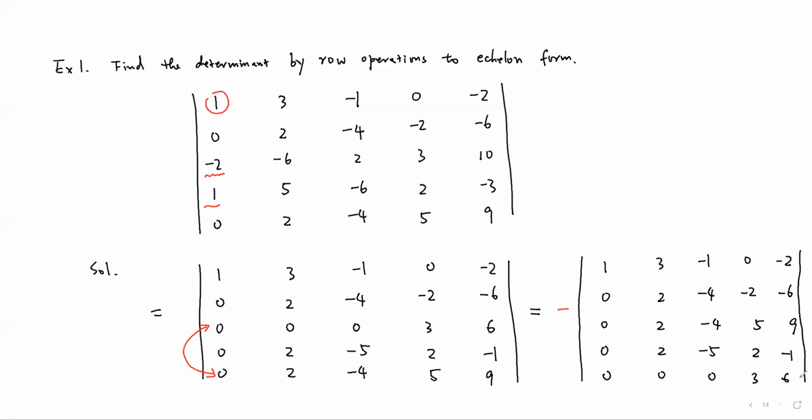Okay. This determinant is not in echelon form yet. Next, I use this number as the pivot to eliminate these two numbers. So -1 times the second row added to row 3. This operation doesn't change the value of the determinant. And -1 times row 2 added to row 4 also doesn't change the value. So next page.